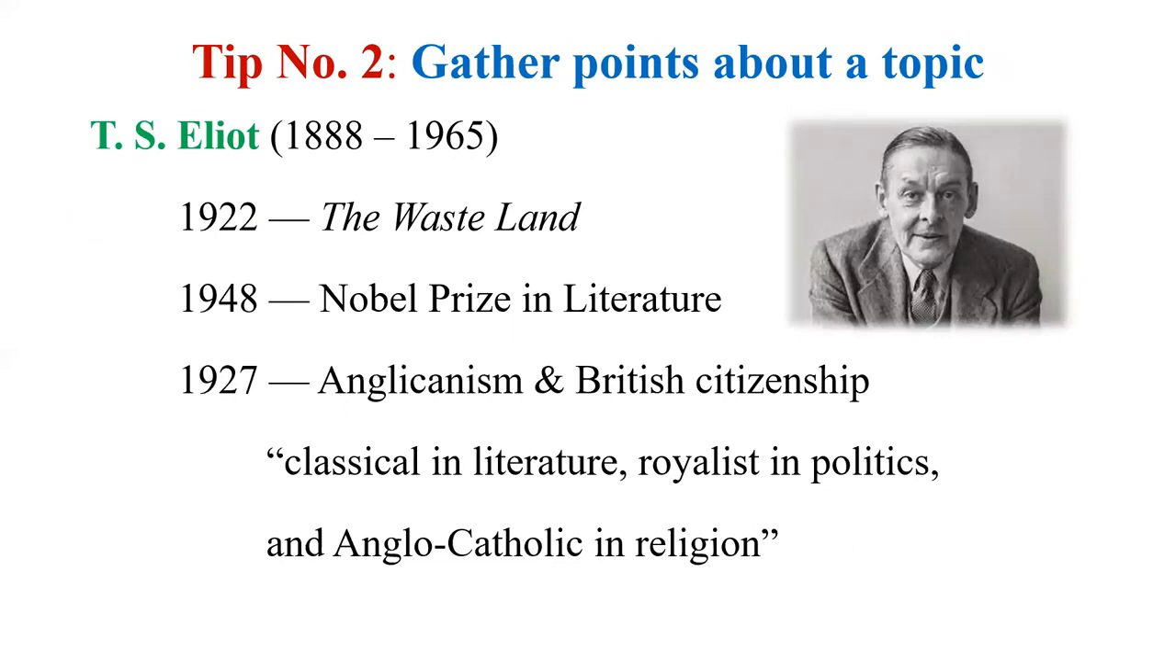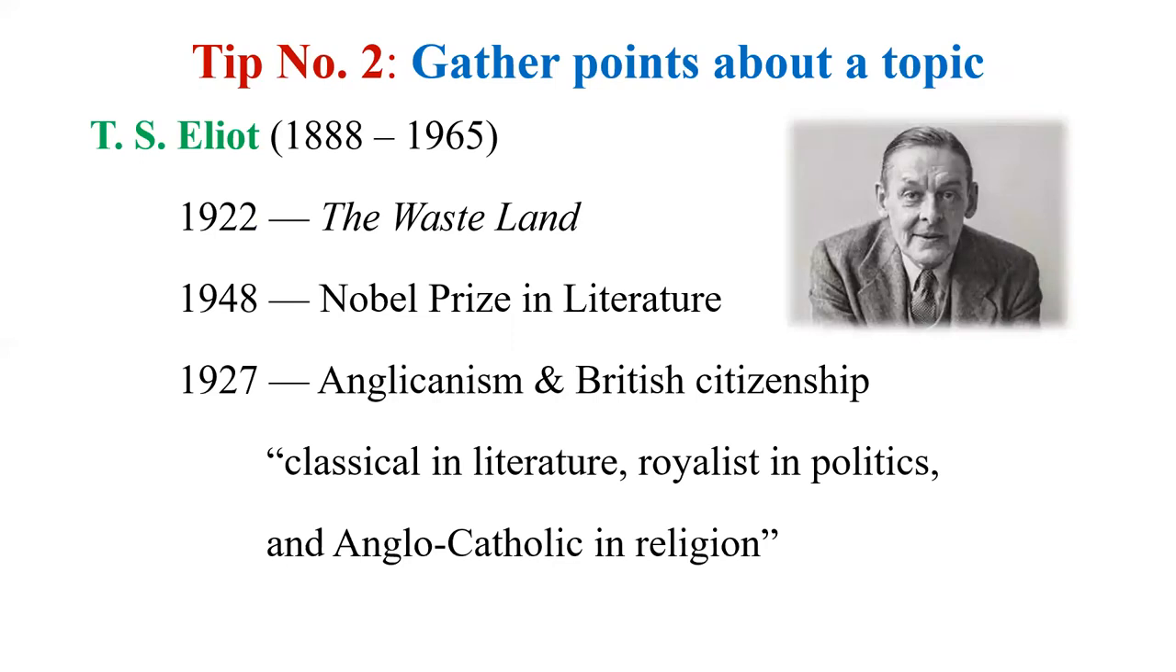Now, let's say we chose T.S. Eliot. Now we have to go for points. You have to gather points about a topic. So that's tip number 2. Whenever you consult a book regarding T.S. Eliot, the first thing you come across again and again is 1922, the year The Waste Land was published, and that is his masterpiece. Or you can come across 1948, the year he was awarded the Nobel Prize in Literature.